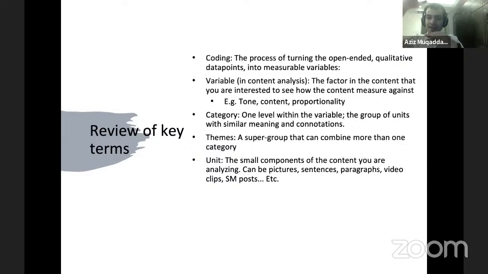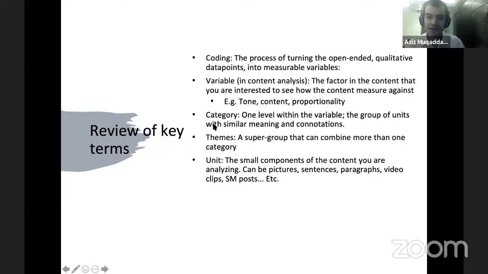Categories are then the levels within that variable. So the one I said, violence, that's the variable, and then you have three levels: non-violence, moderate violence, extreme violence. So those are three categories or three levels within it, right? And each one would be represented by a different code: 0, 1, 2, or 1, 2, 3, you name it, right?